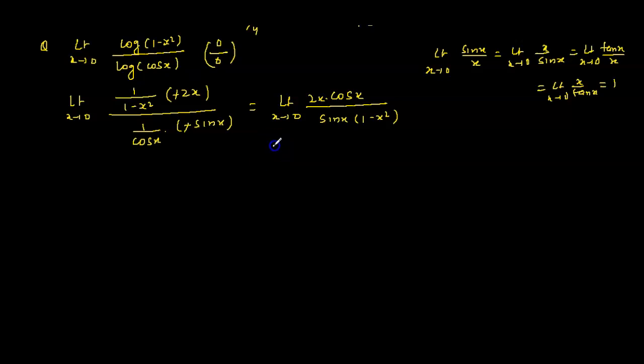Getting here? Yes, sir. So what will be left here? Will be left here 2 cos of x into 1 minus x square. Now you put it 0 here. Cos 0 is what? 1. So it will become 2, and this is what if you put 0 here, so 1 minus 0 square is 1 only. So it will be 2 by 1 is what? 2 is the answer.